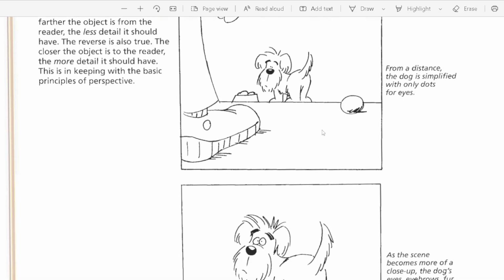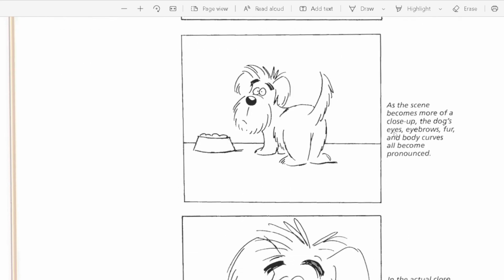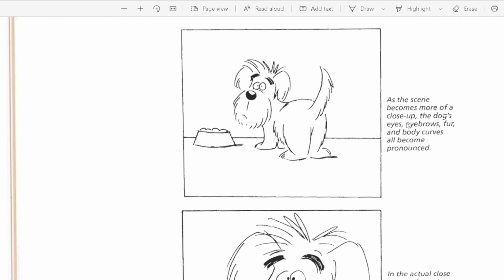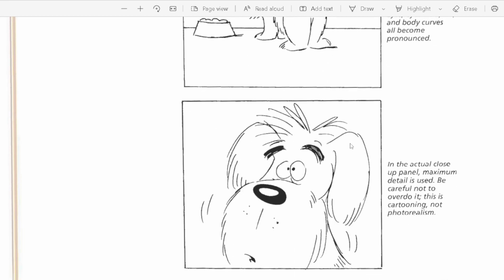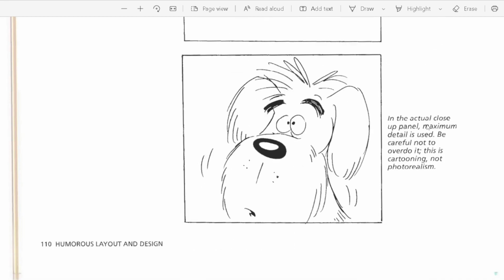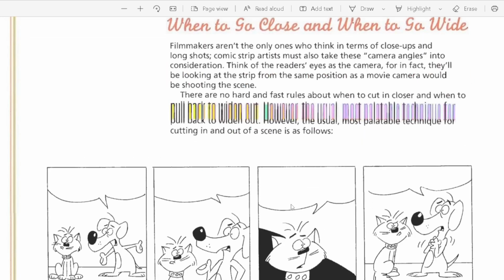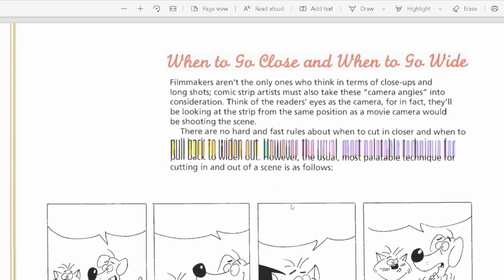From a distance, the dog is simplified with only dots for eyes. As the scene becomes more of a close-up, the dog's eyes, eyebrows, fur, and body become more pronounced. In the actual close-up panel, maximum detail is used. Be careful not to overdo it. This is cartooning, not photorealism.